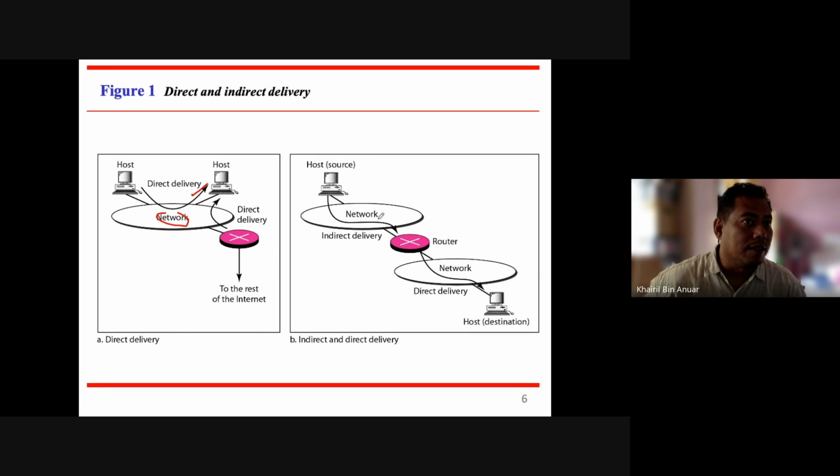Now we can have the same diagram, from host to destination, source to destination. Between this PC and this router is direct, between this router and this host is direct, but between this source and this destination is considered indirect delivery. Meaning that if the packet is purposely for this router, then that will be a direct one. But if the packet needs to be sent out of the router, it is considered indirect. So there is no confusion about this.